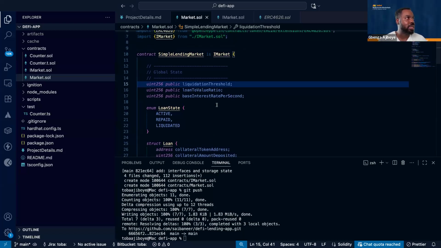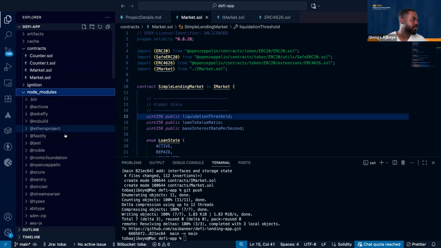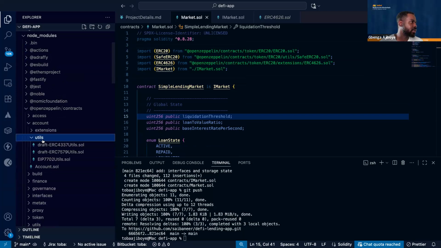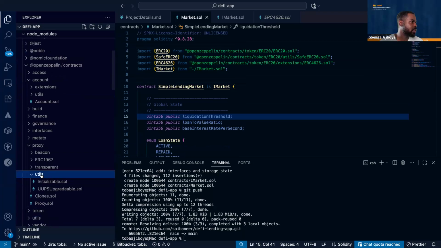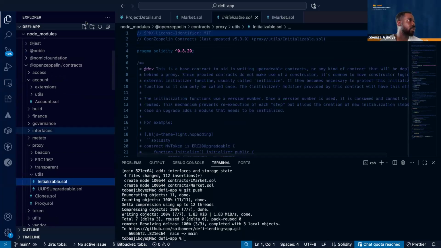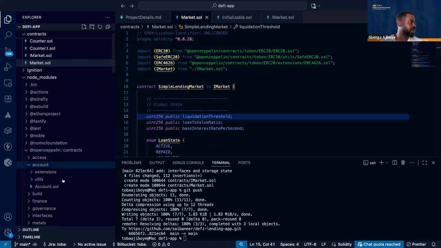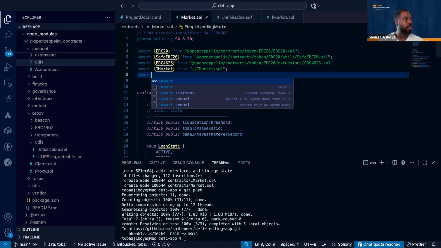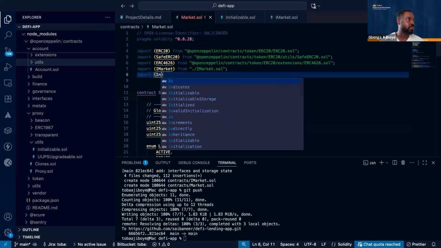So one thing that I would like to do is also make it initializable. Let me see if I can make that on the call. Accounts, utils, proxy, clones, initializable. Okay, boom. I'm going to import this initializable. This was actually not in the video, but you're here right now.